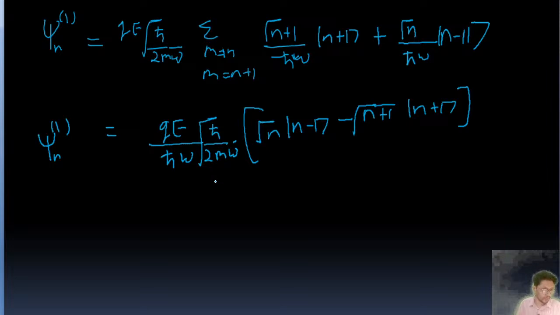So QE upon h cut omega into root h cut upon 2m omega, and then root n into the state n minus 1, minus root n plus 1 into the state n plus 1. So this is the first order correction in the wave function, guys. I hope you understood it. Next point. Next points are very important.